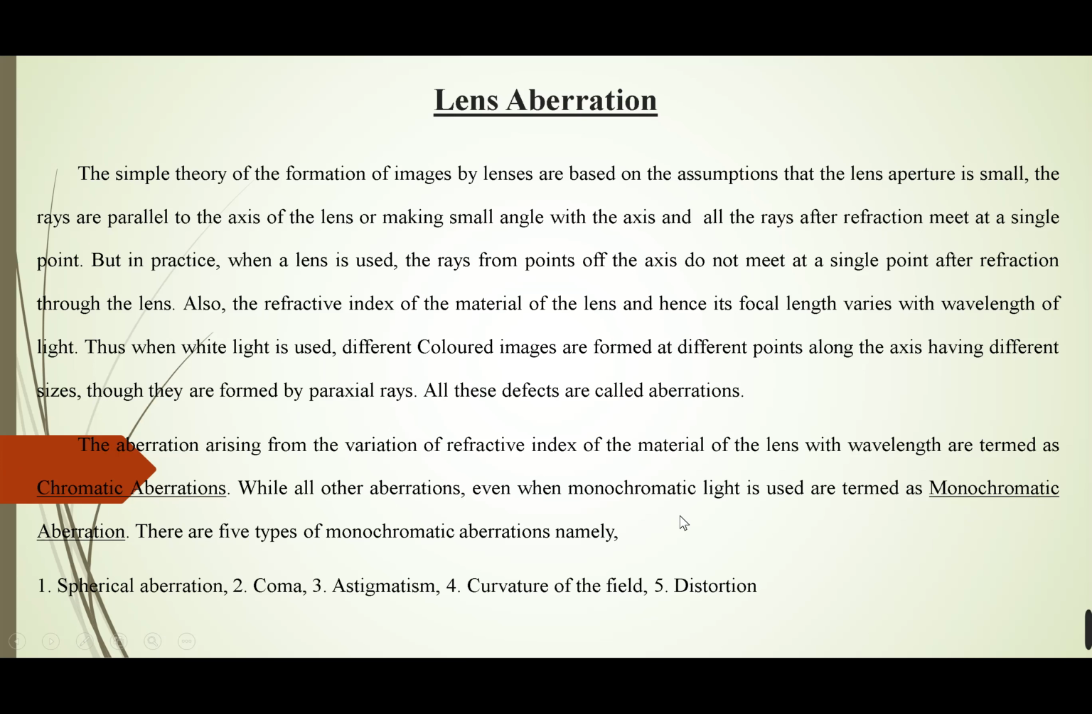even when monochromatic light, meaning light having a single wavelength, is used, the lens will still give rise to defects known as monochromatic aberration. There are five types of monochromatic aberrations, namely spherical aberration, coma, astigmatism, curvature of field, and distortion. Now I will discuss only spherical aberration.